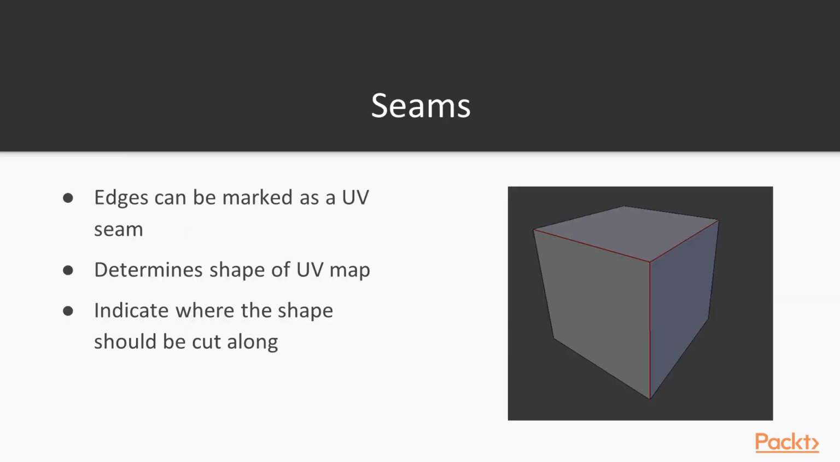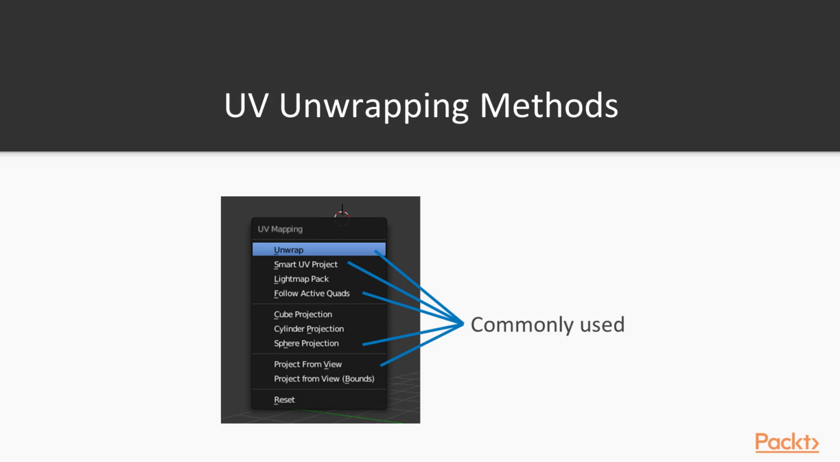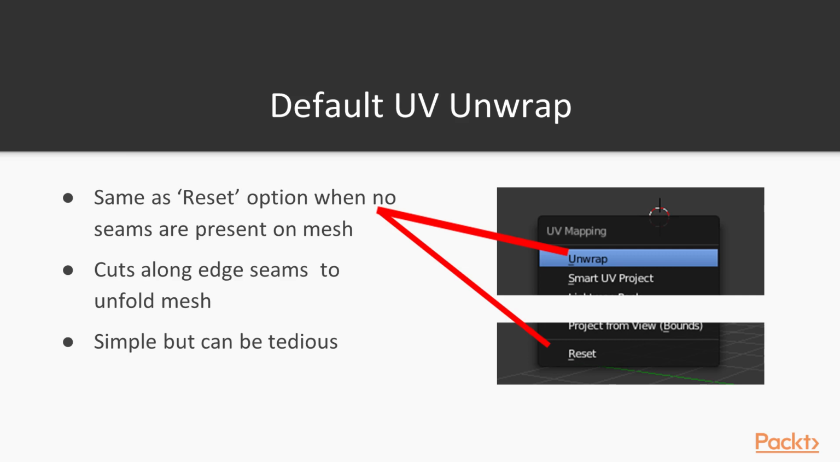materials. To accurately unwrap a mesh, it is often a good idea to use seams. Within Blender, edges can be marked as a seam with a red line. They will then be used to determine which edges are split in the UV map when the object is unwrapped. When unwrapping a mesh in Blender, there are many different options. The main options we will go over include default unwrapping, smart UV projection, following active quads, sphere projection, and projecting from the view.